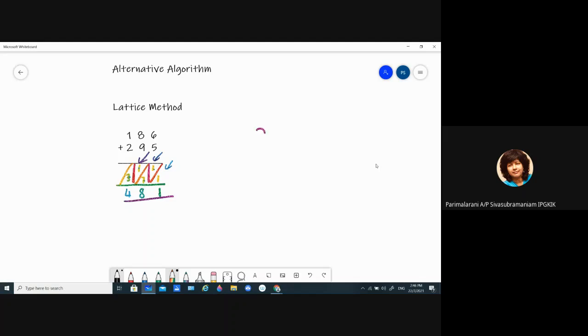So another example, 2396 plus 159. Okay, so we have 6 plus 9, 15, 1, 5. 9 plus 5, 14, 1, 4. 3 plus 1, 4. You can put 0, 4 or just 4 at the bottom. And then 2, bring it down here.